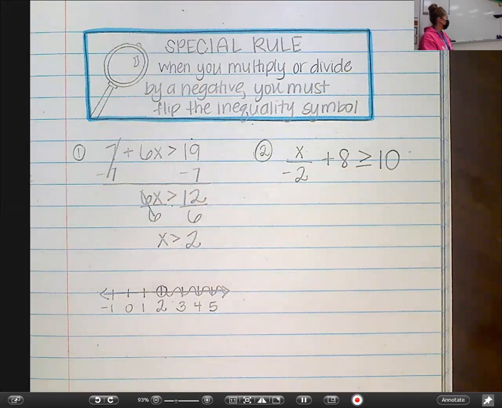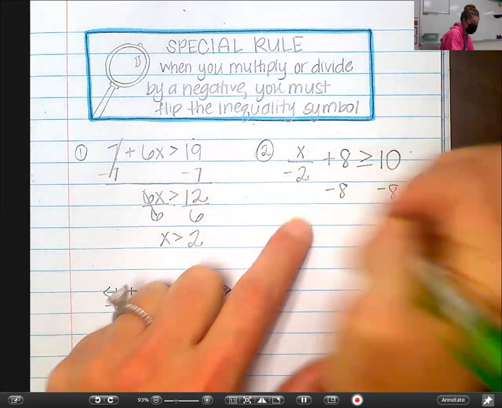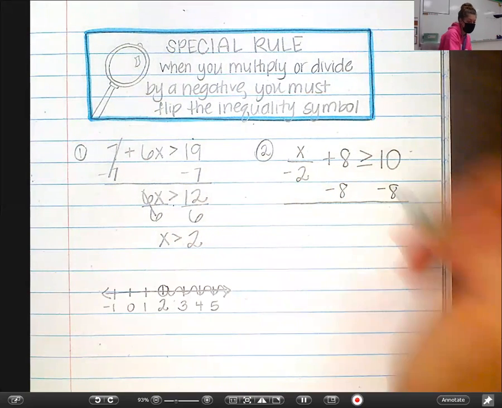Spencer, what's my first step? Yeah. And just because there's what looks like a -8, that's not our special rule, right? We're not multiplying and dividing it.